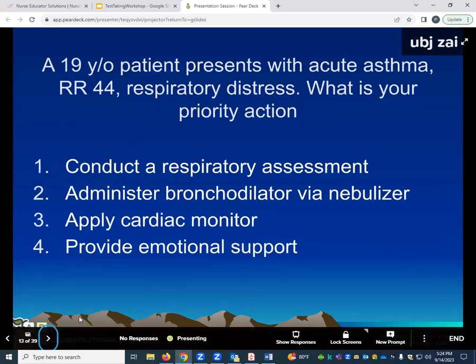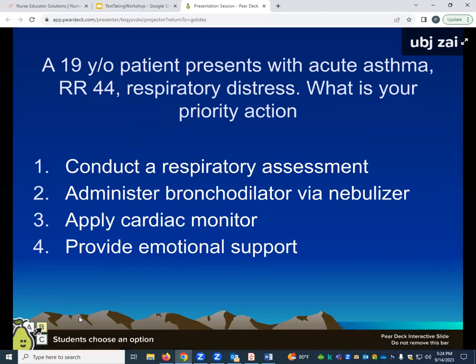We have a 19-year-old patient presenting with acute asthma, respiratory rate of 44, in respiratory distress. What's your priority action? Conduct a respiratory assessment, administer a bronchodilator via nebulizer, apply a cardiac monitor, provide emotional support.